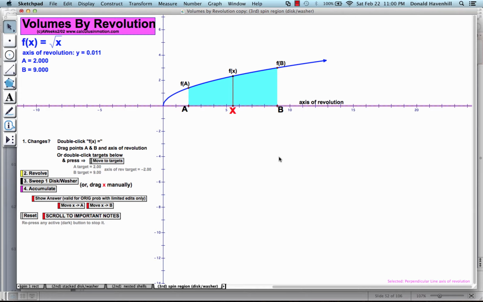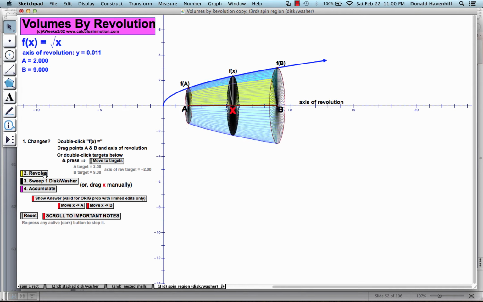Just to recap what we did last class: we said, what would it look like if we took the area under a curve, in this case the square root of x, from A to B, and revolved it around an axis, in this case the x-axis? Let's go ahead and do so. And then the question is, what would be the volume of that particular solid?